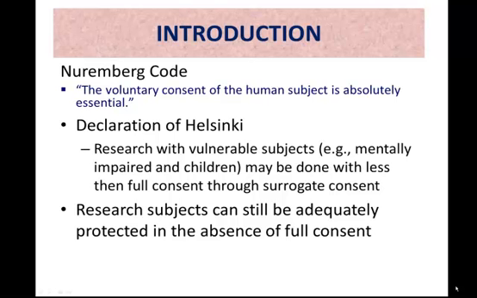Recognizing that important research is needed to advance the health of groups who cannot give their own consent, Helsinki gave the opinion that research with vulnerable subjects, for example, the mentally impaired and children, may be done with less than full consent through the vehicle of surrogate consent. The Helsinki document realized that research participants can still be adequately protected in the absence of consent, thus allowing important research to proceed. Now, although Helsinki recognized the value of surrogate consent, what about a waiver of consent?